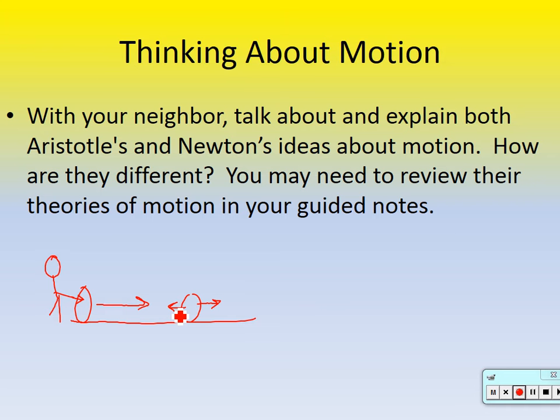Thanks, Trevor. So Newton was right. An object will remain in motion unless it's acted upon by a net force. There's a force acting to slow that ball down. That's what Aristotle didn't realize at the time. There was a force being used to stop it. That's why it came to rest.